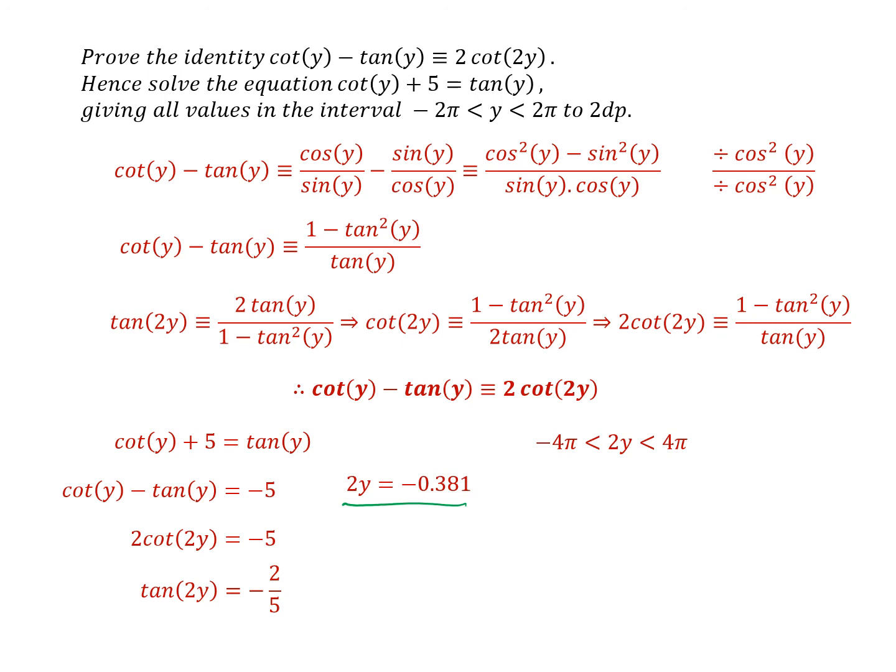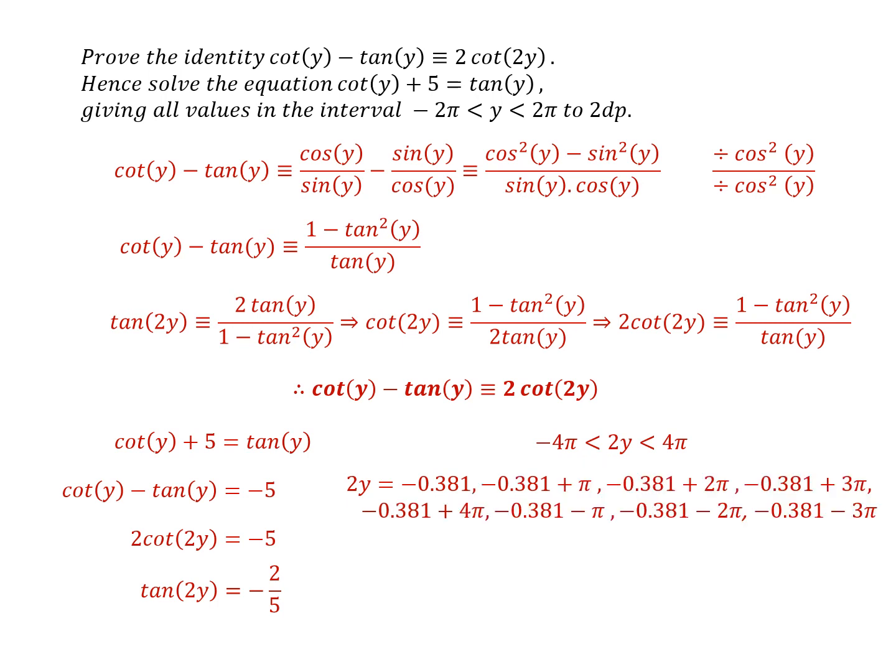And for tan, to find all of the other answers, because we've got to cover quite a large domain here, we add multiples of pi or subtract multiples of pi from that principal value. And when we do that, we get 8 altogether, I think. 1, 2, 3, 4, 5, 6, 7, 8. 8 values for 2y. And then when we divide by 2, we get those 8 values for y. So there we are. That's the answer to the question.